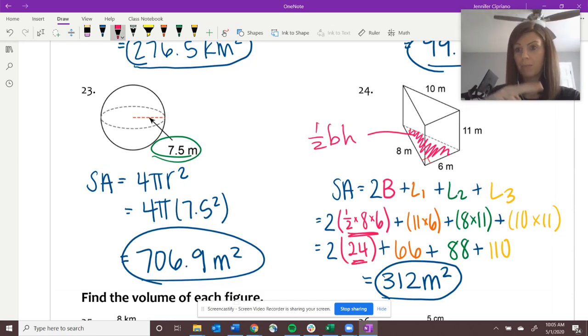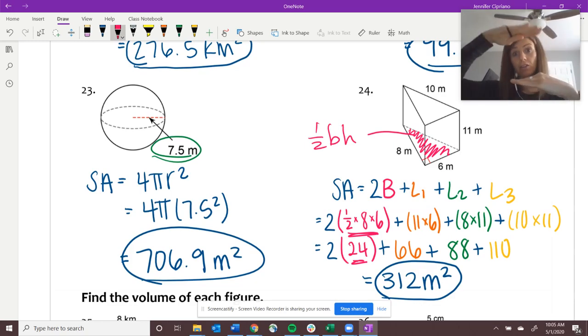And we multiply that by 2 because there's a matching triangle on the top of the prism. So we have to account for both of them. And then we need to find the area of the 3 rectangular sides. So the first rectangle, that's what the L1, L2, and L3 are. Those are your 3 rectangle areas.